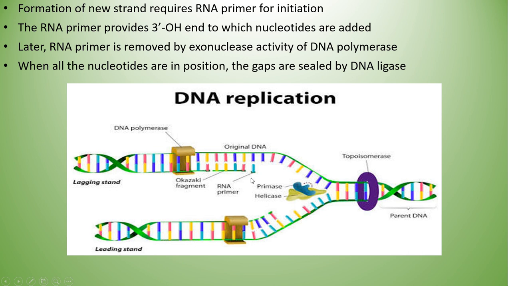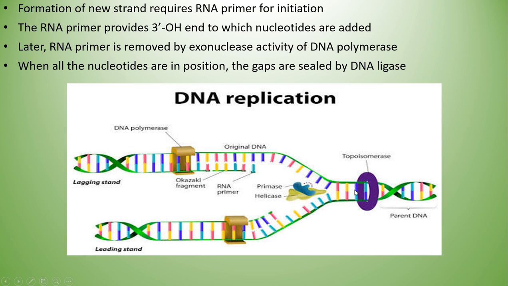So here you can see the small portion is called the RNA primer, and this RNA primer initiates the replication. This is one Okazaki fragment and another Okazaki fragment, and Okazaki fragments are sealed later by DNA ligase, and this is the lagging strand. Here the Okazaki fragments are formed, and this replication starts with the RNA primer with the help of the primase enzyme.